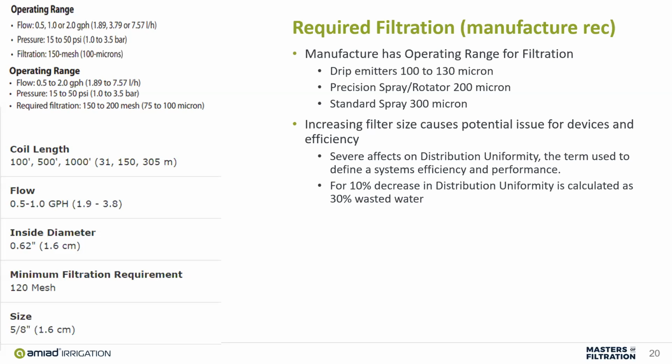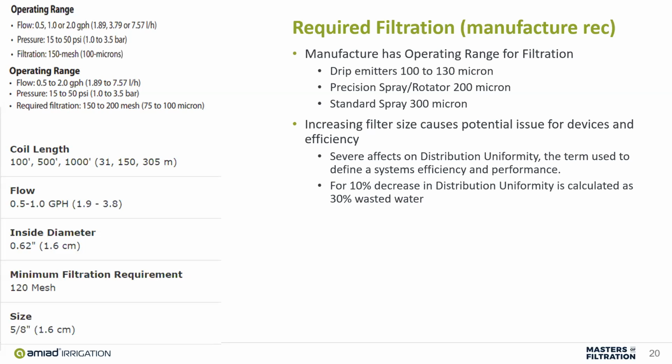Every manufacturer's operating range varies a little bit. Like drip emitters, you'll see anywhere from 100 to 130 micron. Your precision sprays, your rotator nozzles, things like that, are higher efficiency nozzles. Those average around 200 micron. And then your standard spray nozzles are around 300 micron, just to give you an idea.